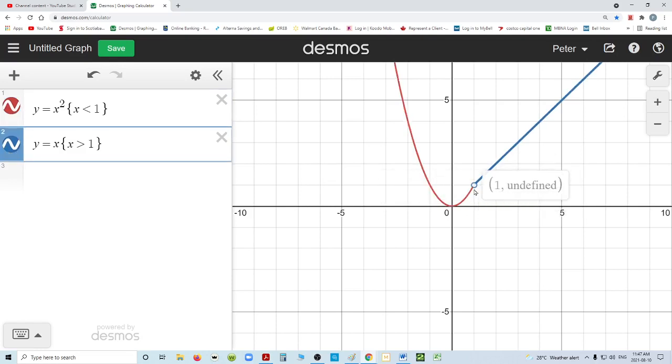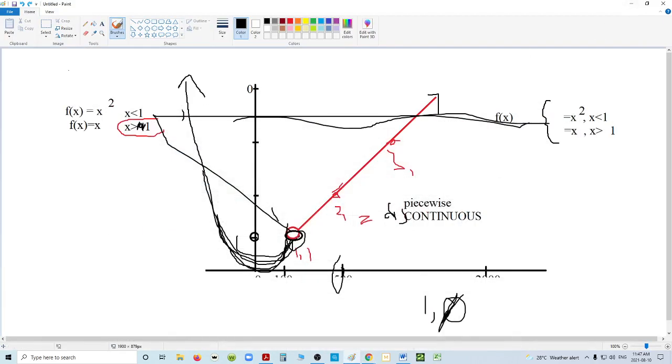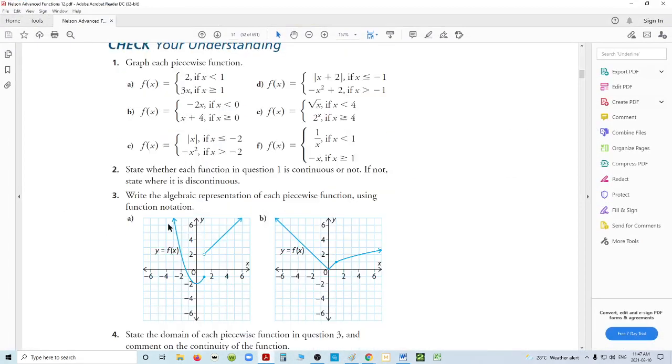They might possibly exist in business. For instance, you can't create negative items or whatever. Anyway, my point is you need to spot when it's discontinuous and when it's continuous. Let's get to the problems. Sorry if I go on too long. You can always play at double speed.